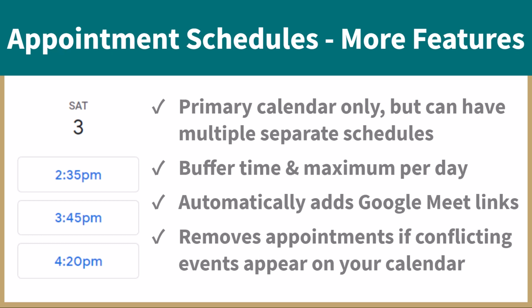Google will remove appointments in your schedule if a conflicting event appears on your calendar. This happens automatically, so if you tend to use your calendar for lots of things, it might affect how many available appointments you have.